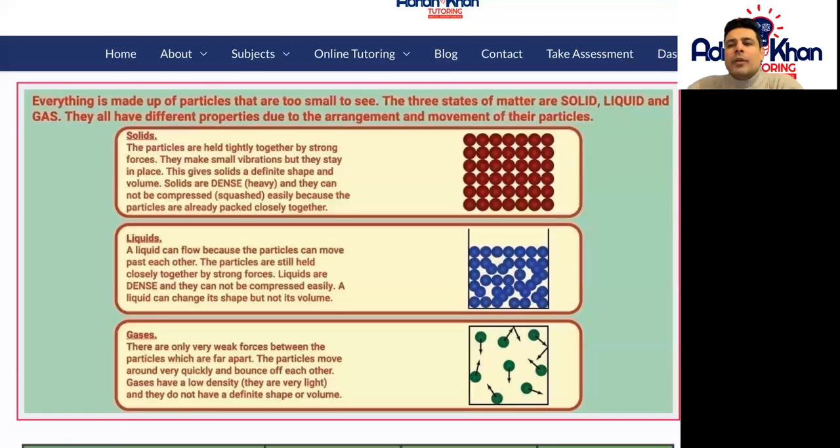Hi and welcome to Key Stage 3 Science. This is on solids, liquids and gases, which makes up chemistry.